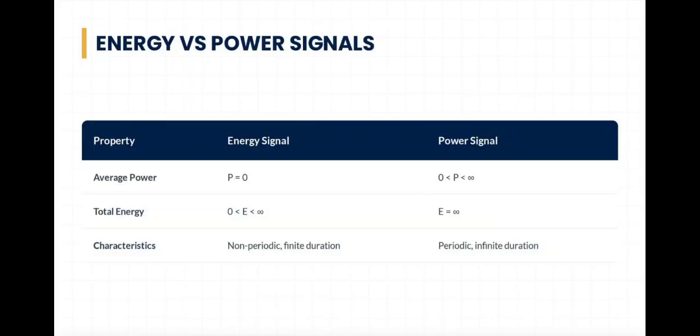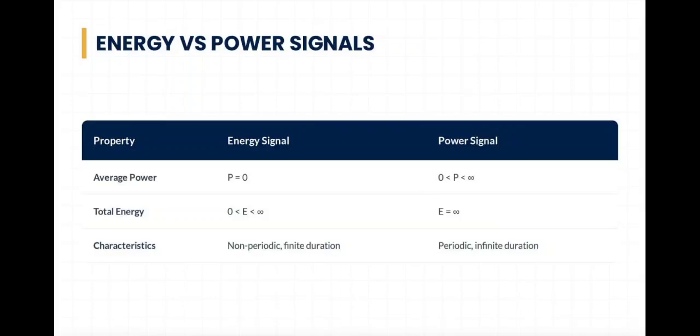Because such signals usually exist for a short duration or gradually decay, their average power over infinite time becomes zero. That's why energy signals are typically non-periodic and have finite duration, like a single pulse or a decaying exponential signal.